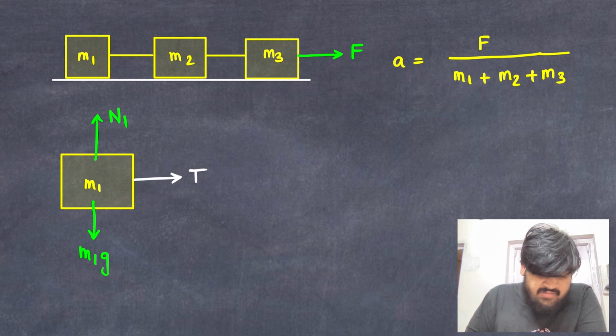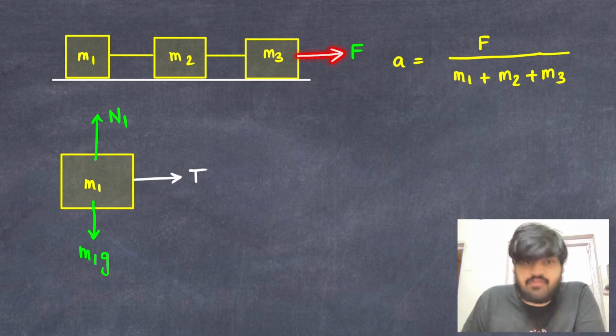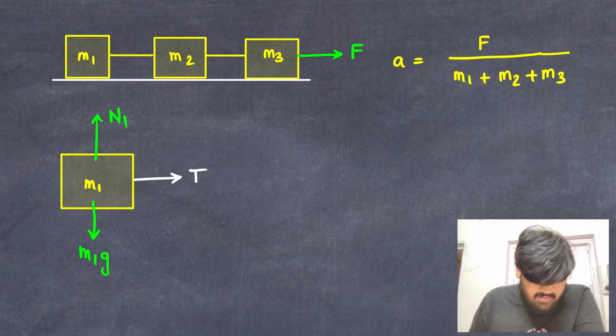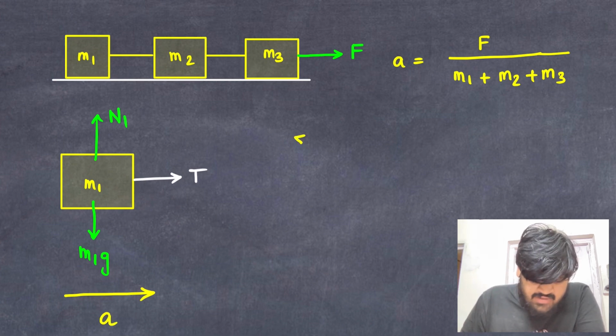Now over here you can see that as we are pulling this block of mass m3 in this direction with the force of capital F, this block will move in this direction, this block will move in this direction, and this block will move in this direction, right? So that means the block of mass m1 is actually moving in this direction with the acceleration capital A. So if I just write now, the net force along x-axis will be equal to mass into acceleration along x-axis.